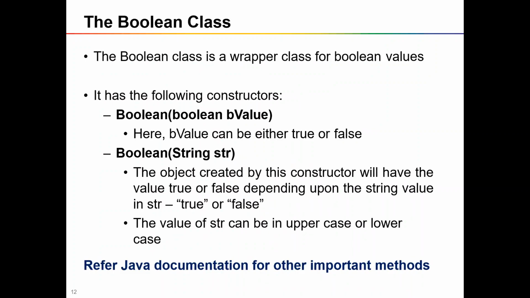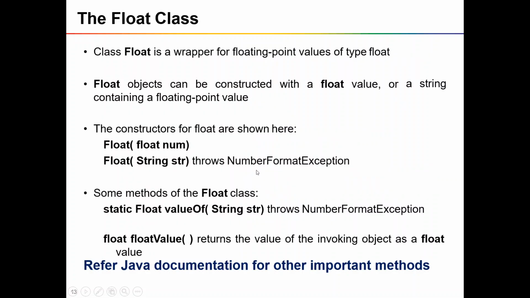Then for the Boolean class, we have two constructors: Boolean of, passing either true or false. Otherwise, inside the argument you can pass a string. So the string should contain either true or false inside double quotes. So that is about the Boolean wrapper type.